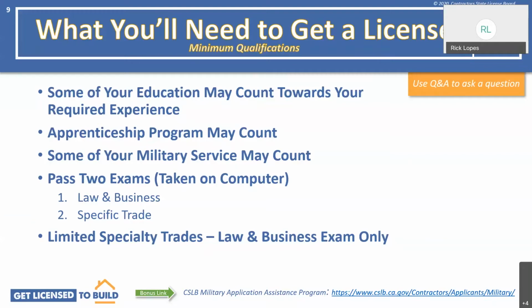The license qualifier must pass 2 different exams, both taken on a computer at one of CSLB's test centers. One exam is on California business law. The other is on the specific trade covered by that license. We also have limited specialty licenses, which we'll discuss later. Those licenses only require that the qualifier take the law and business exam.